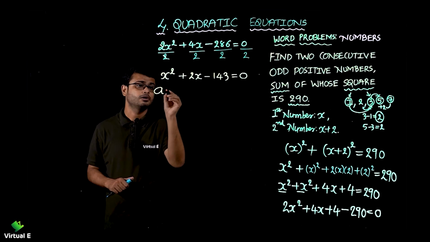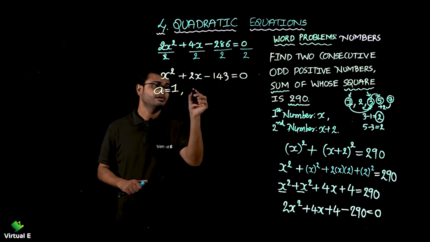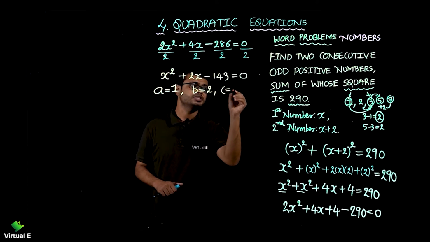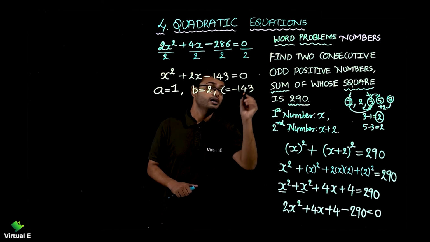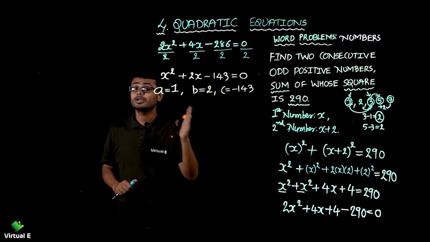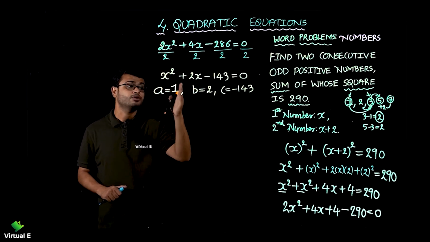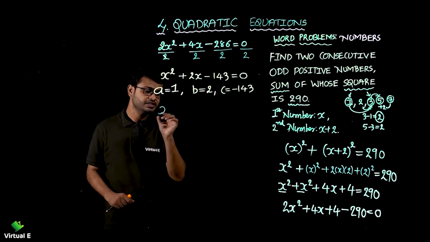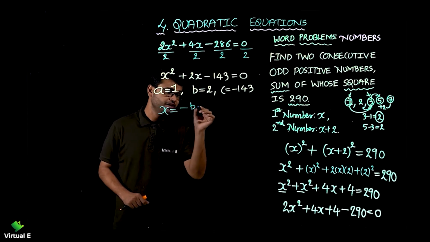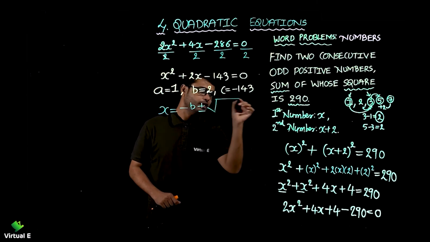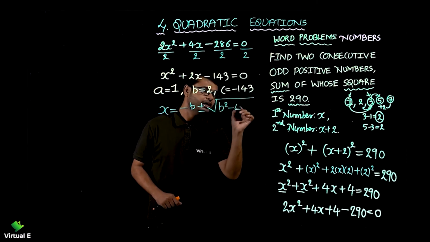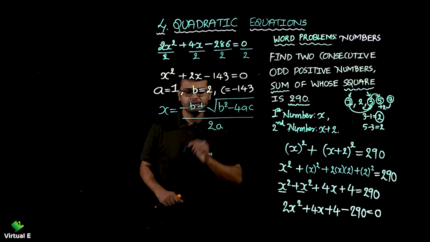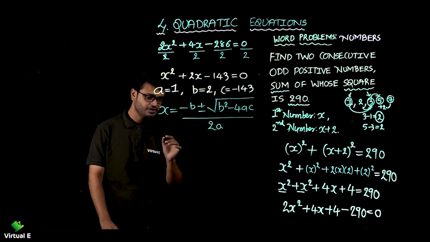Value of a, coefficient of x square, is 1. Value of b, coefficient of x, is 2. And value of c is minus 143. I told you if it is a negative sign, then you need to take it. If it is positive, then if you don't write it, it is okay. Now what is the quadratic formula? It is minus b plus or minus square root of b square minus 4ac, and denominator 2a. Simple.